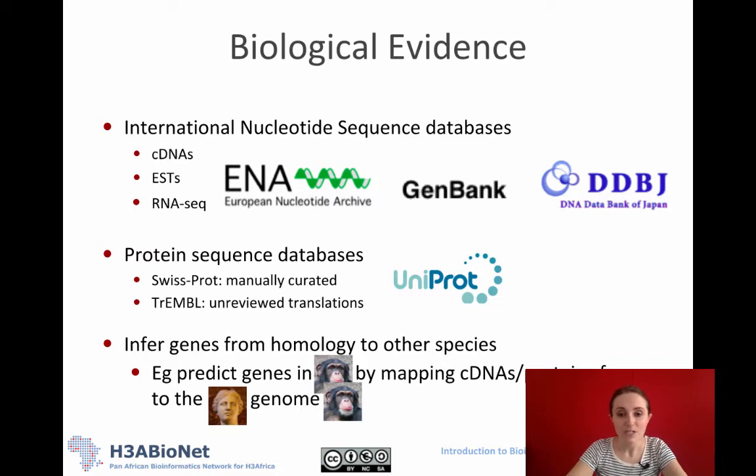If you're looking at a species which doesn't have a huge amount of species-specific data in these databases, then we will use homology. So we will predict genes in, for example, chimp by mapping cDNAs and proteins from human onto the chimp genome.